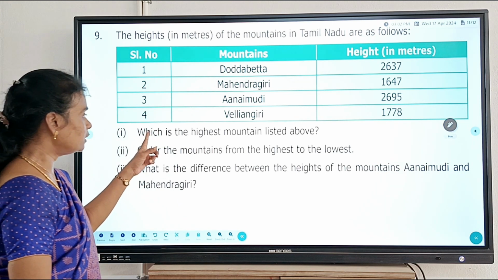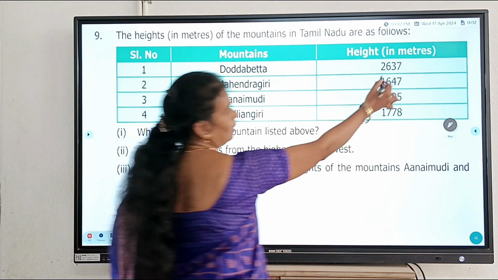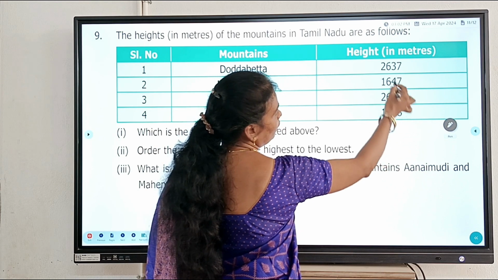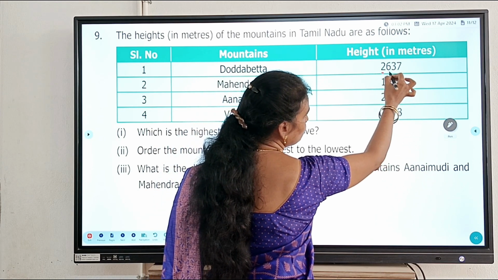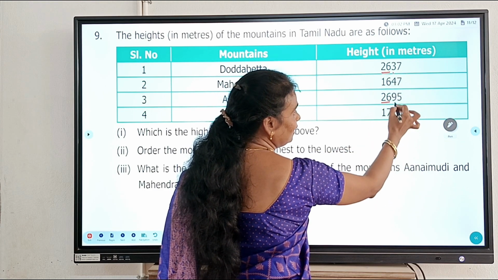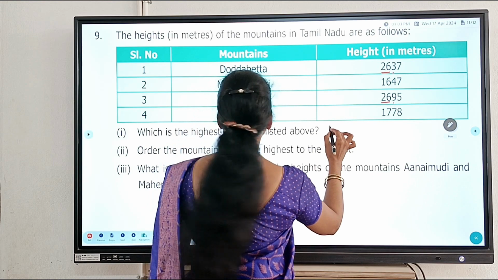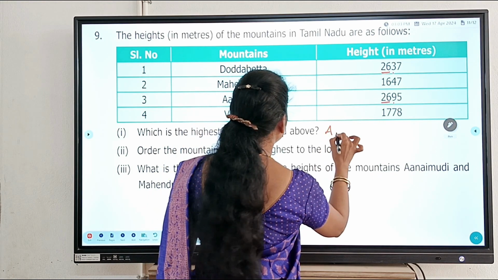What is the first question? Which is the highest mountain listed above? After comparing these 4 numbers, we can see that here also it is 26, here also it is 26. So compare the third digit: 3 and here it is 9. So which is the highest one? It is Anamudi.